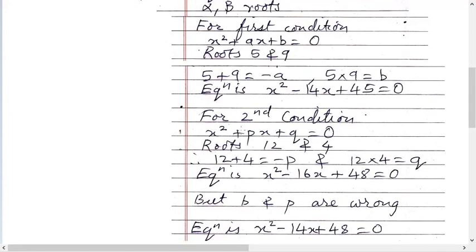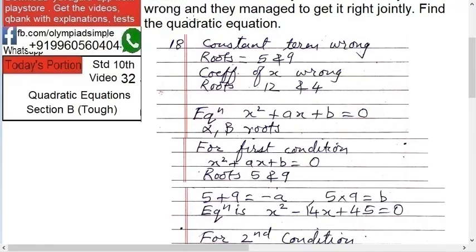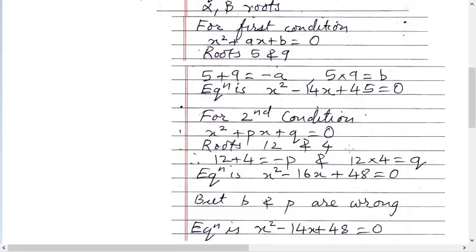Now condition number 2. What is it? I have written the equation in another form, means instead of a and b as in the first one, I have written it in p and q, so that you don't get confused. So it is x square plus px plus q equals to 0. Now what is given? Coefficient of x was taken as wrong and roots were 12 and 4, right? So 12 and 4 are the roots. So 12 plus 4 equals to minus p upon 1, right? And 12 into 4 equals to q upon 1.